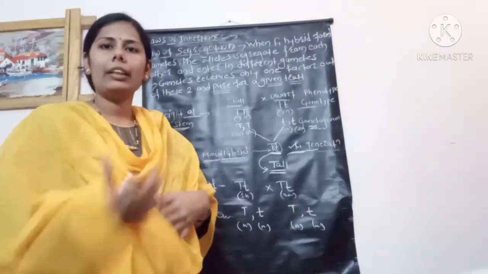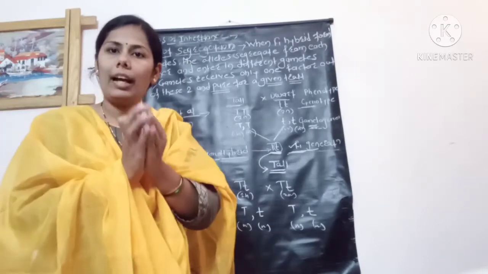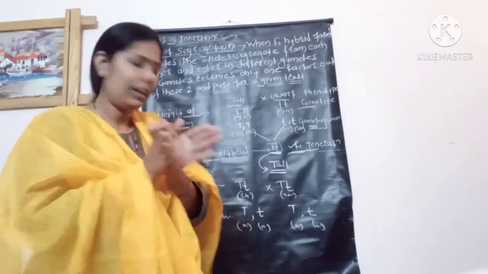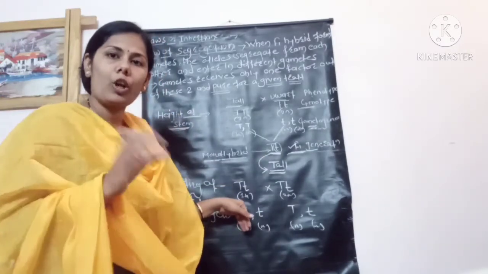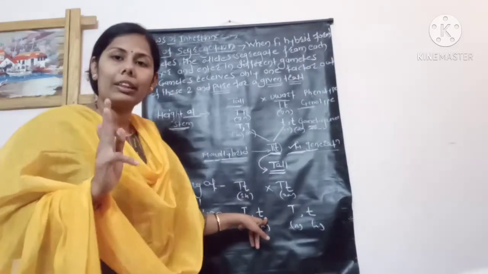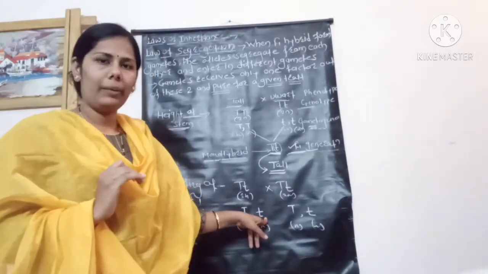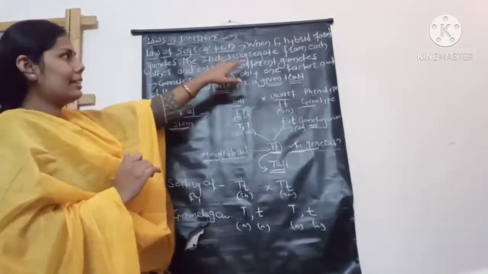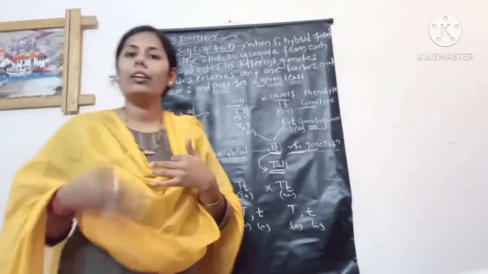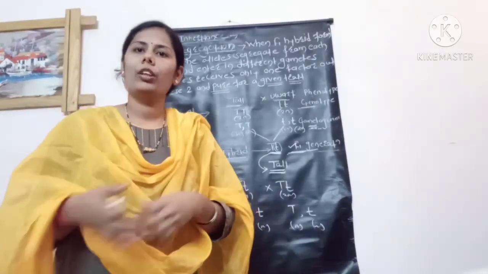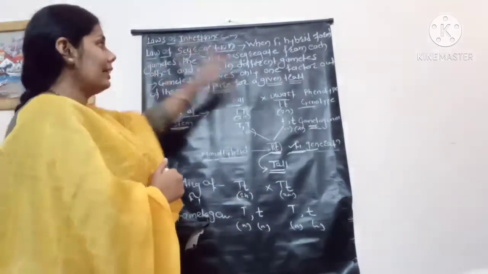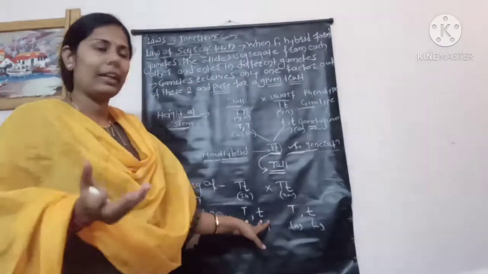But during gametogenesis these two alleles undergo segregation or separation, resulting in formation of two separate gametes. From this one parent we will get two different gametes. The alleles segregate from each other and enter different gametes. Now during fertilization, totally new combinations are formed. Here they enter different gametes. These two are different gametes.